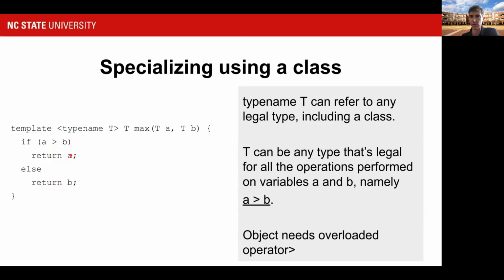But if it doesn't have that overloaded operator, a specialization will fail to compile. You'll get a syntax error. You'll actually be able to specialize, but when the compiler tries to generate the code specialized on that object, it'll realize there's no appropriate greater than operator, and it's going to fail to work properly. And it's going to give you a syntax error.